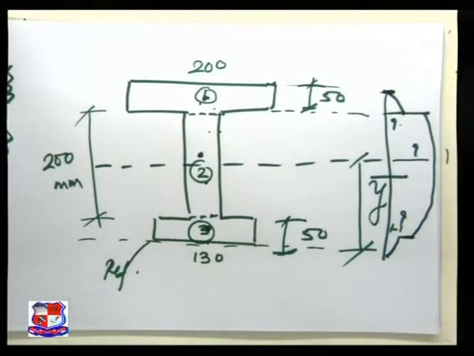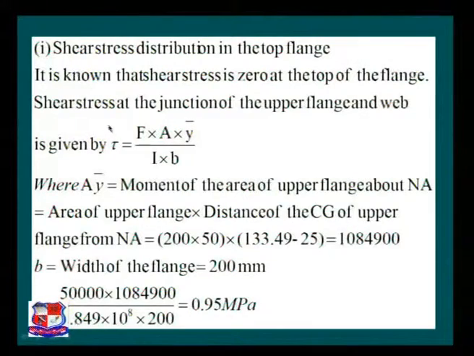The first parameter is the shear stress distribution in the top flange. Now it is known that the shear stress is 0 at the top of the flange. Shear stress at the junction of the upper flange and the web is given by tau is equal to F A y bar by I b. So now let us take the first part: what will be the variation of shear stress between these two junctions? Please refer to this PPT.